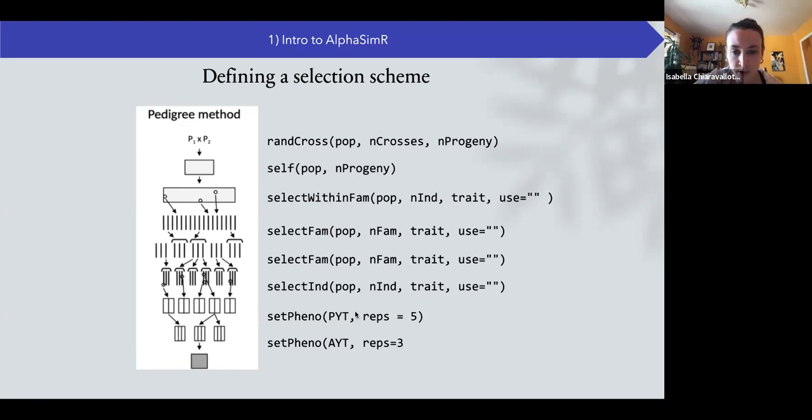I won't go through every single line here, but I also want to point out down at the bottom, if you want to simulate yield trials, you can indicate that you want to phenotype several reps. So again, this is the pipeline we're going to be simulating today, but you can use these commands to simulate whatever works for your needs.